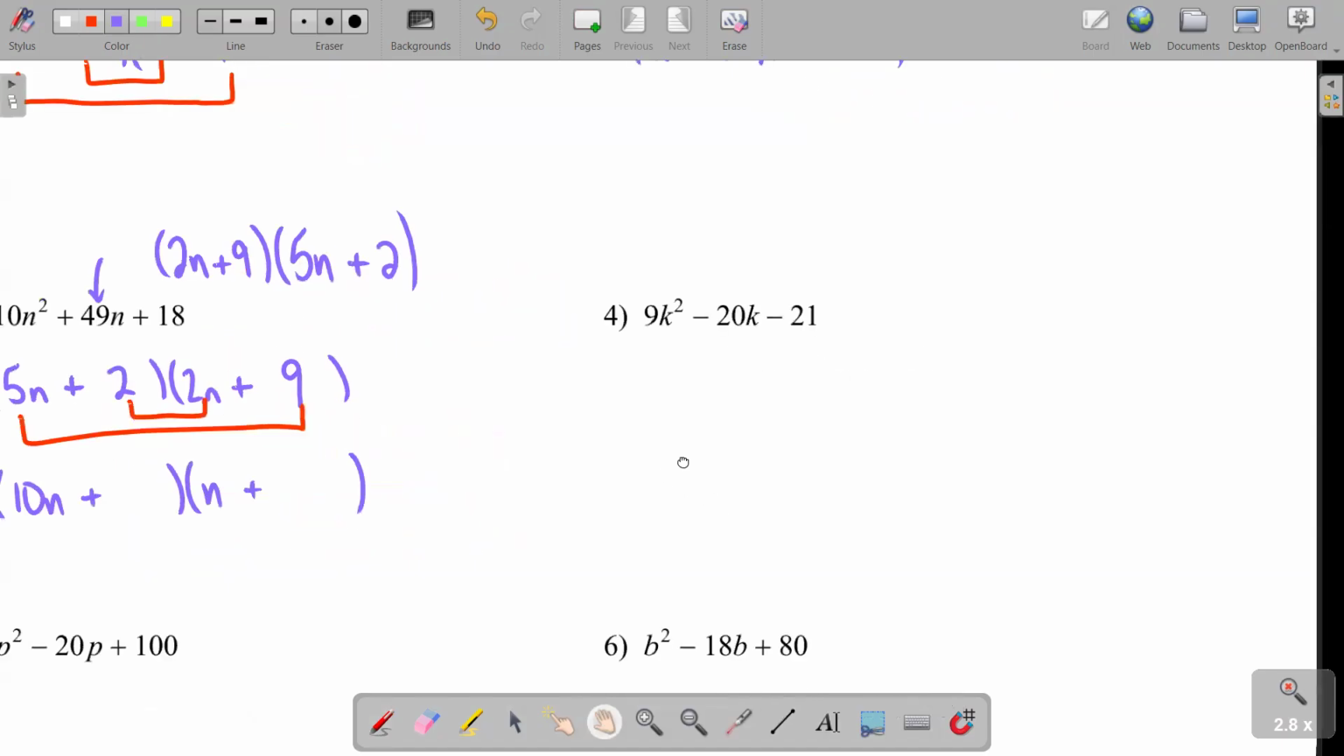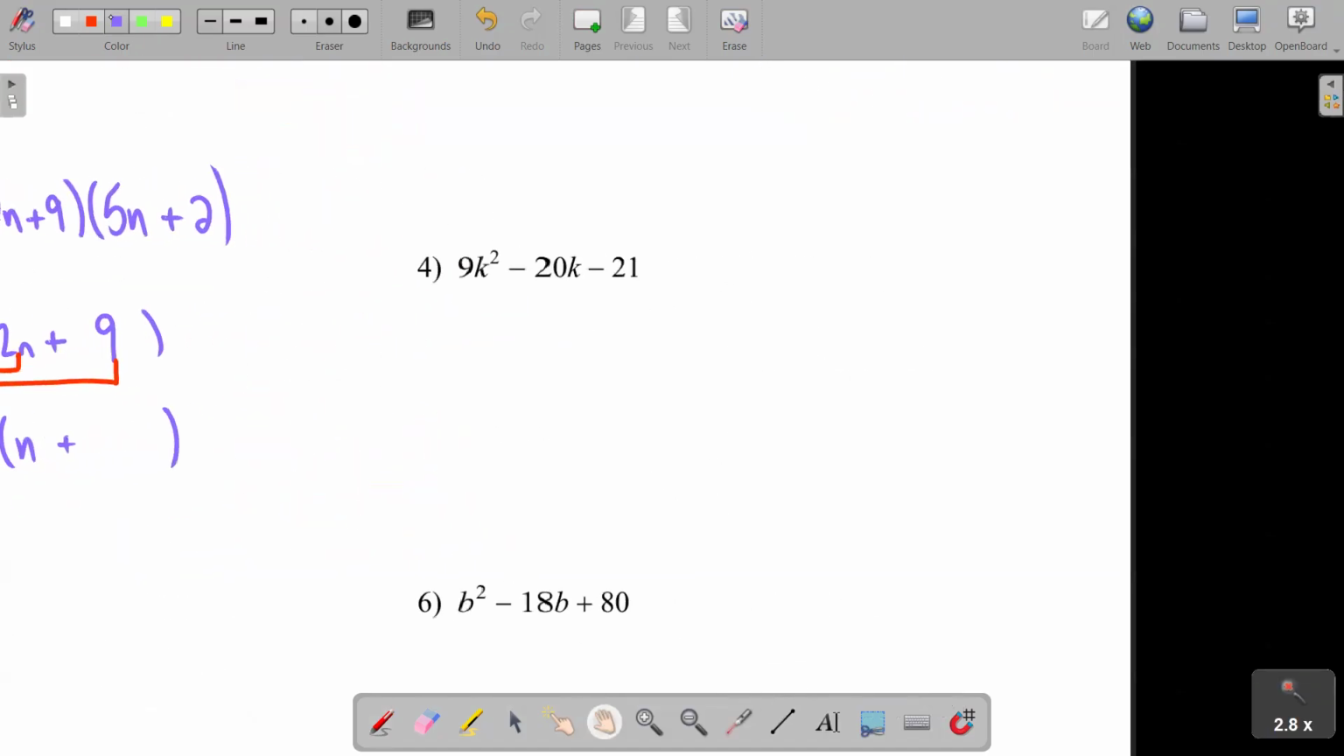Okay, next one is also a challenging problem in that I've got multiple templates. And so it could be the 9K and the 1K, or it could be the 3K, 3K.